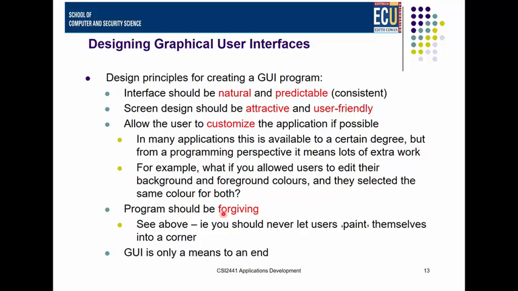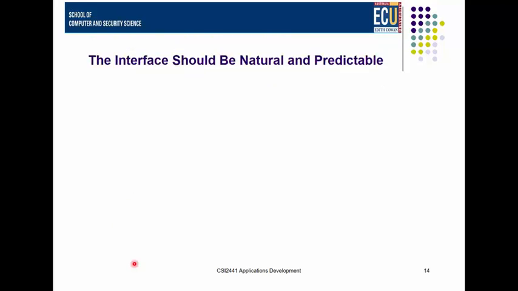The program should be forgiving. This means that if the user gets trapped somewhere, there should be a way out. It should not be that the user has no way to just close the application and start again. Eventually, we have to understand that the graphical user interface is just a means to get the overall objective. The logic behind coding your application and the database, altogether they give you a solution. So don't focus entirely on the graphical user interface and forget those parts. You have to give importance to them as well.